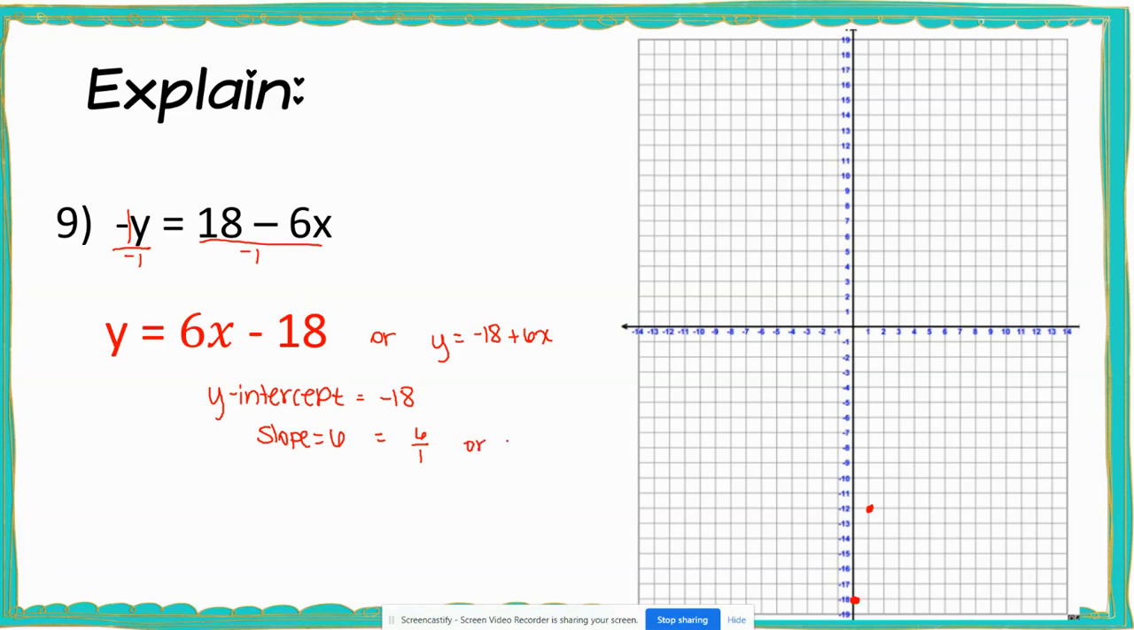Now, I also could have written this as negative 6 over negative 1, but if I went down 6, I would run out of space on my coordinate plane. So I can just use these 2 points and connect them with a line.